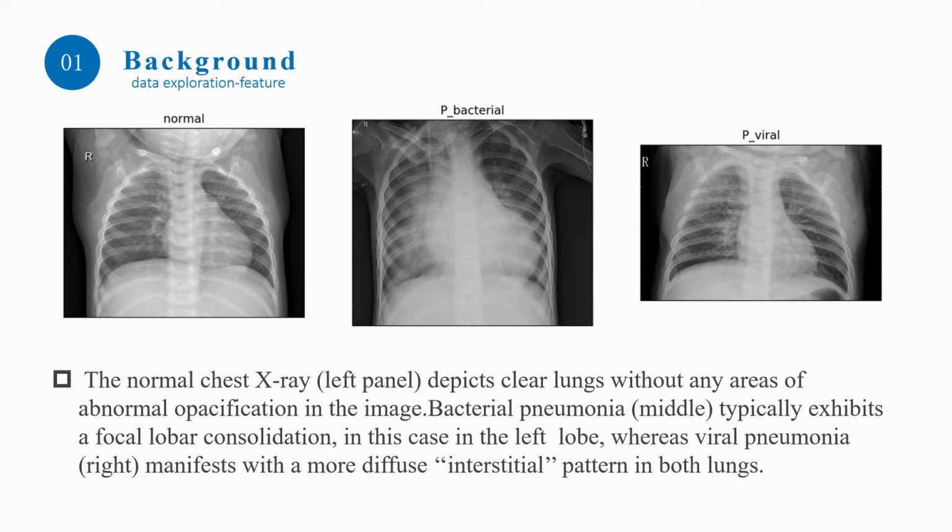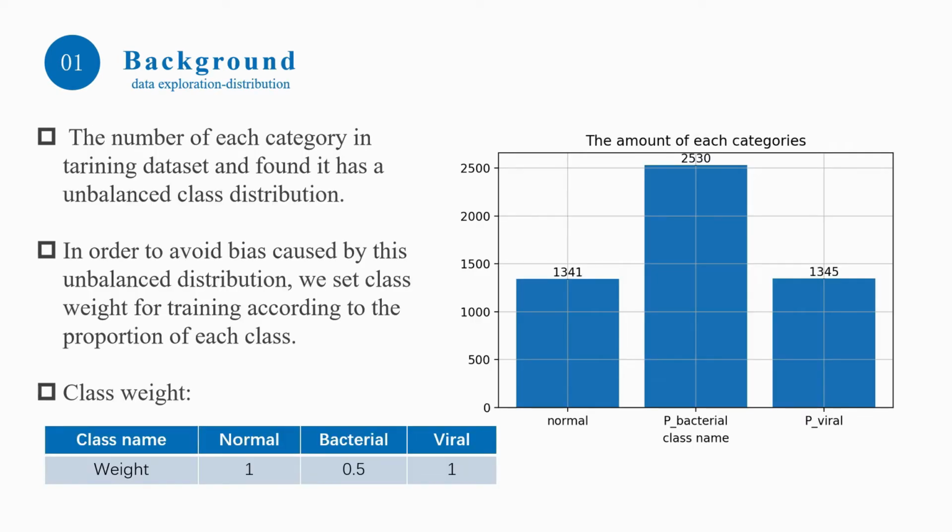The normal chest X-ray depicts clear lungs without any areas of abnormal opacification. Bacterial pneumonia typically exhibits a focal lobar consolidation, whereas viral pneumonia manifests with a more diffuse interstitial pattern in both lungs. Besides, we found the training set has an unbalanced class distribution, so we set class weight for training according to the proportion of each class to avoid bias caused by it.